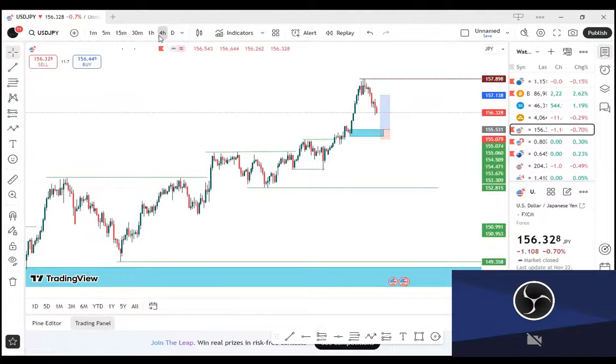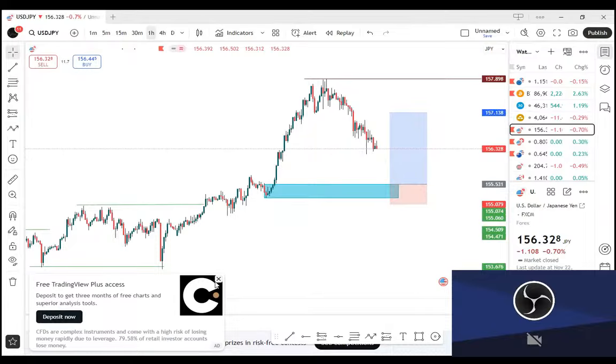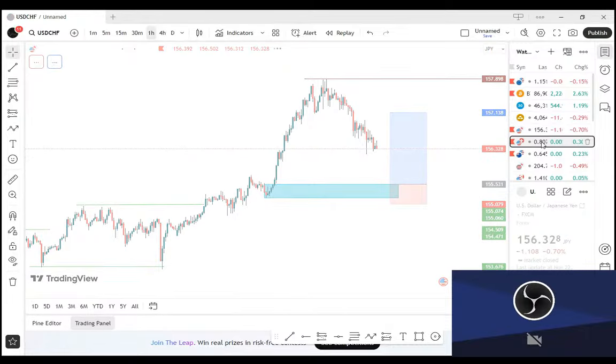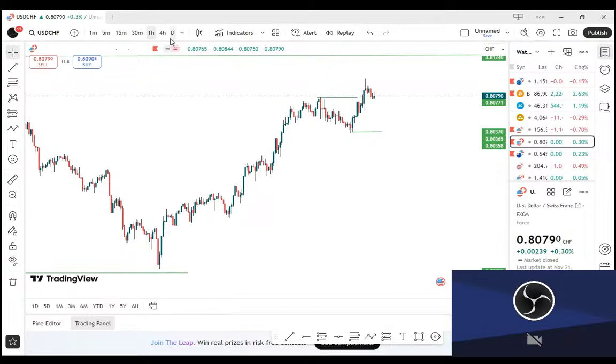So here is the JPY on the 1 hour time frame. I was actually waiting for price because this is the one that actually caused this impulsive move. And here is the CHF. Somebody asked me about it. This is the daily time frame.